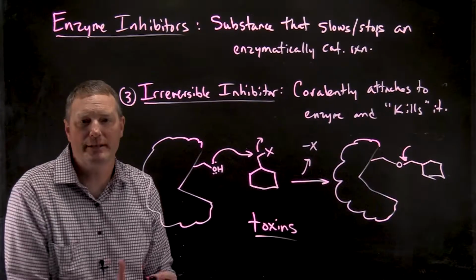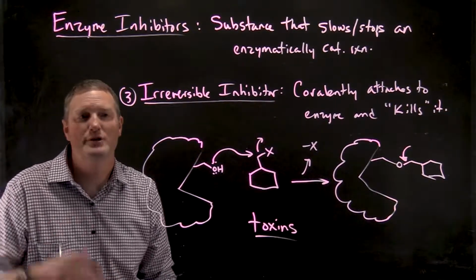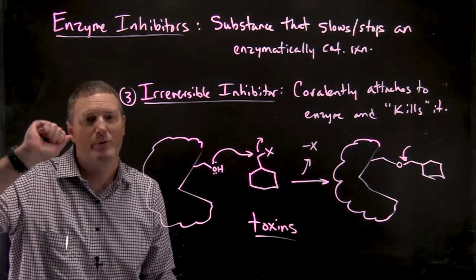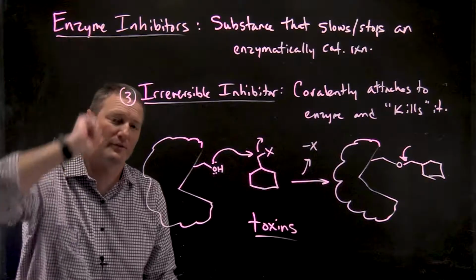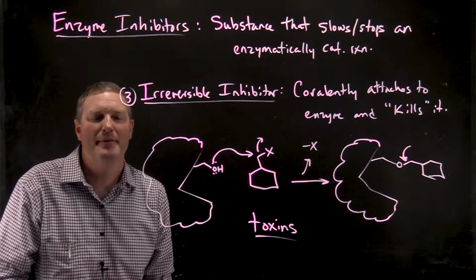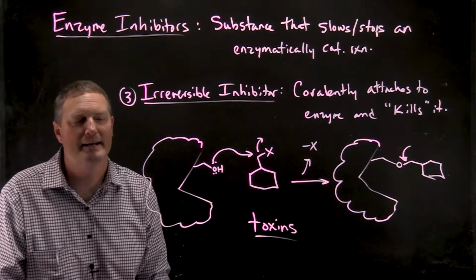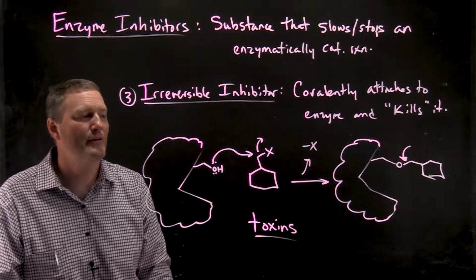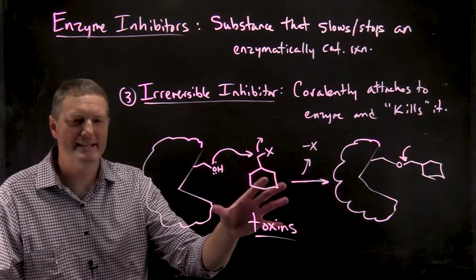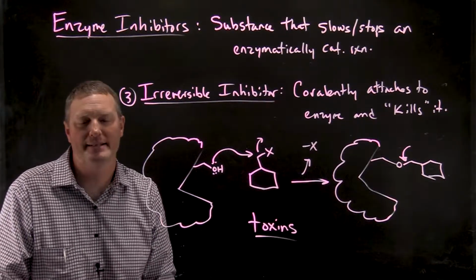All right, so that covers the three main types of enzyme inhibitors. We had two of them that were reversible. We had the competitive, which mimic the normal substrate, and then we had the reversible non-competitive, which bind to some other site than the active site. And then finally, these irreversible inhibitors, which covalently attach to and essentially kill an enzyme.